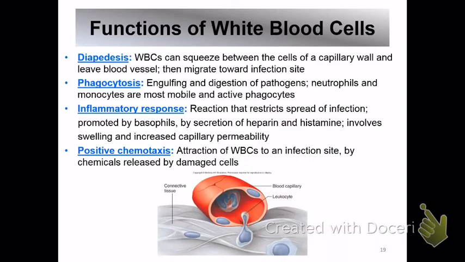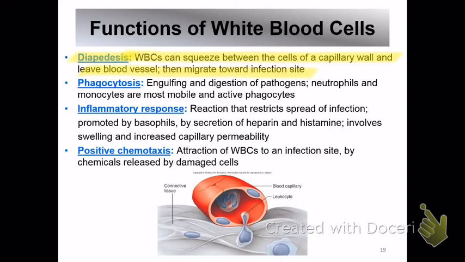Okay. What do the white blood cells do? We already talked about phagocytosis, and that's a really, really important one. First, we'll talk about diapedesis. That's where the white blood cells can squeeze through. They can squish and squeeze through capillary walls. They can leave the red blood cells and go towards the infection site.